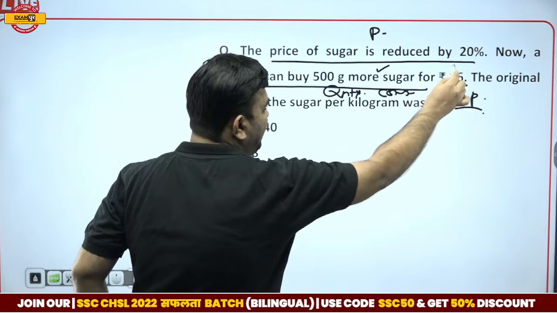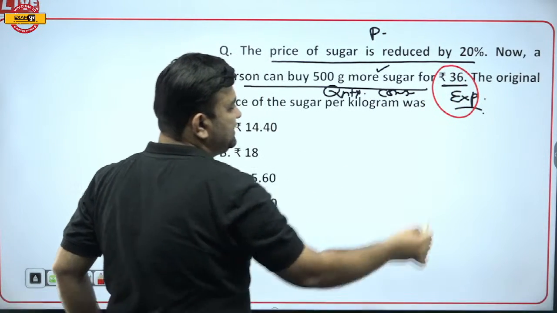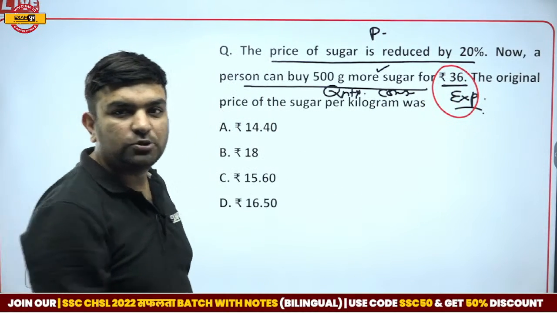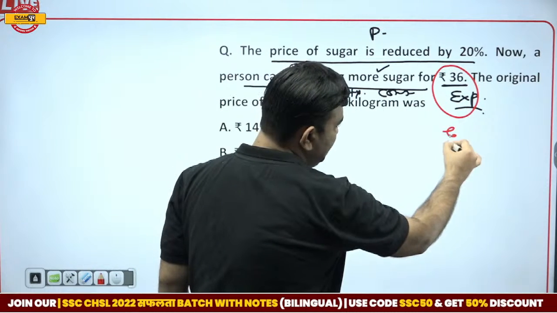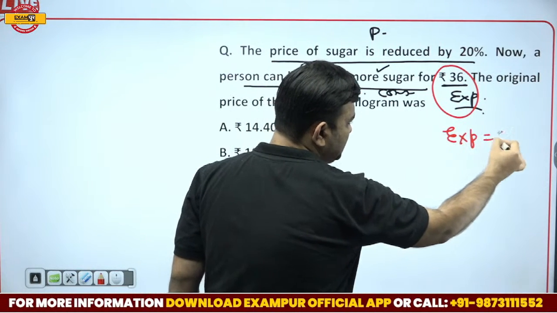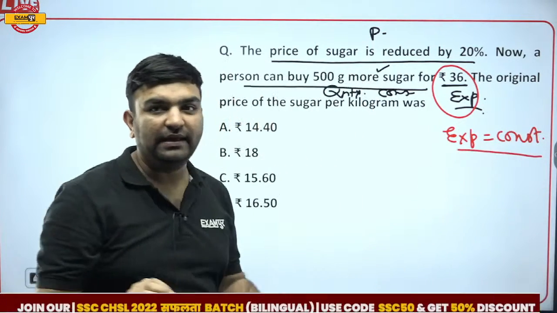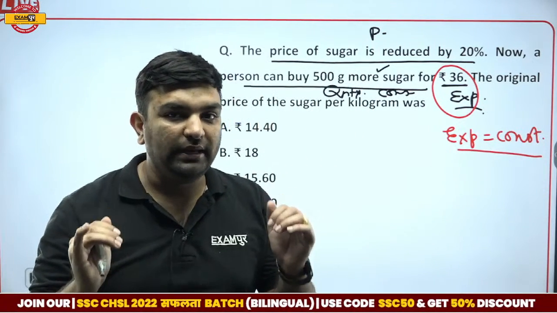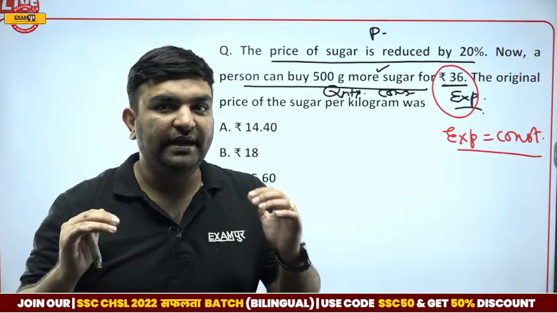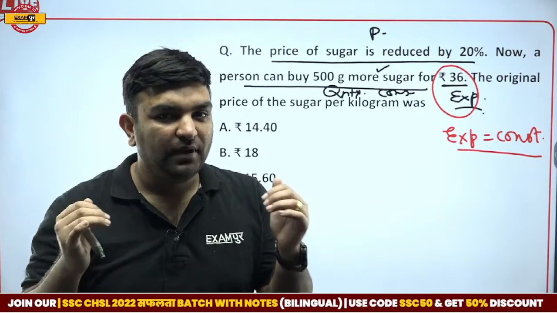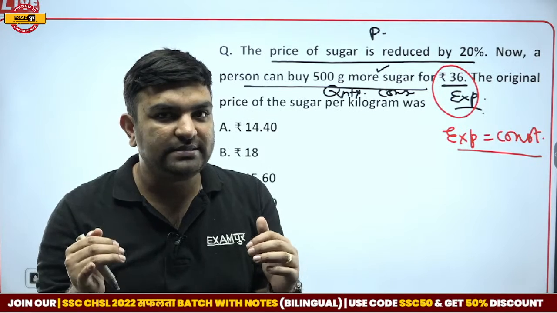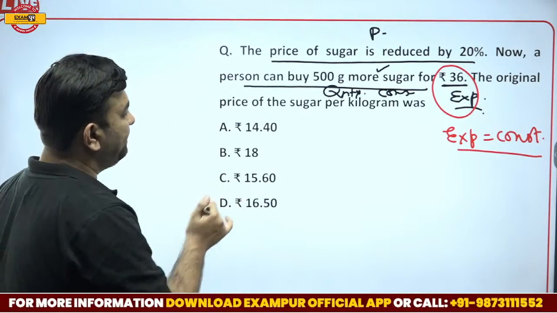Expenditure was initially 36 as well as now 36. So can I say expenditure is constant? Initially 36 and finally also 36. Only you are decreasing the price, that is why quantity is increasing.